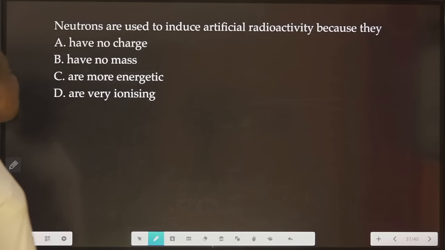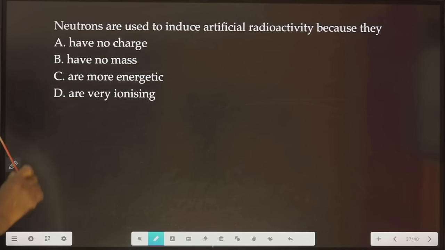Let's look at this. It says, neutrons are used to induce artificial radioactivity because they A, have no charge. B, have no mass. C, are more energetic. D, are very ionizing. The answer is A.